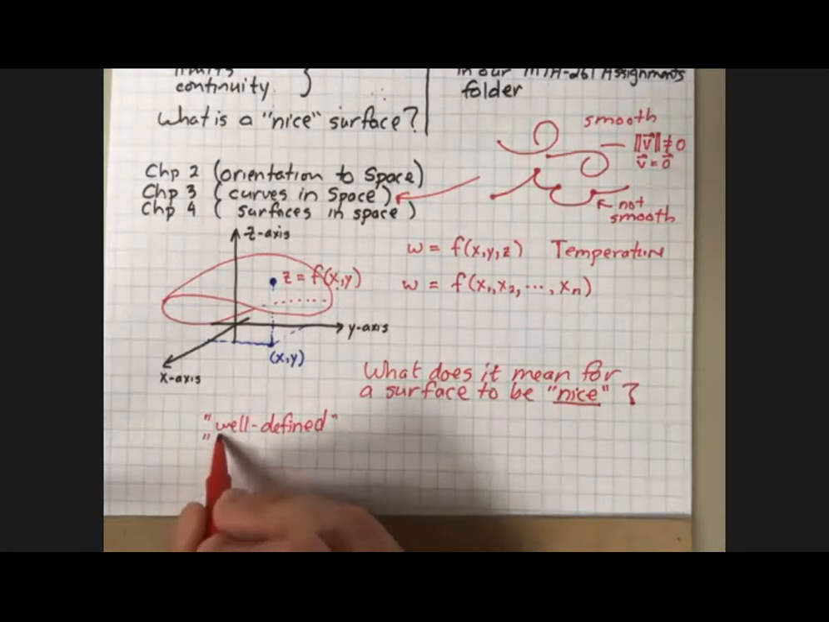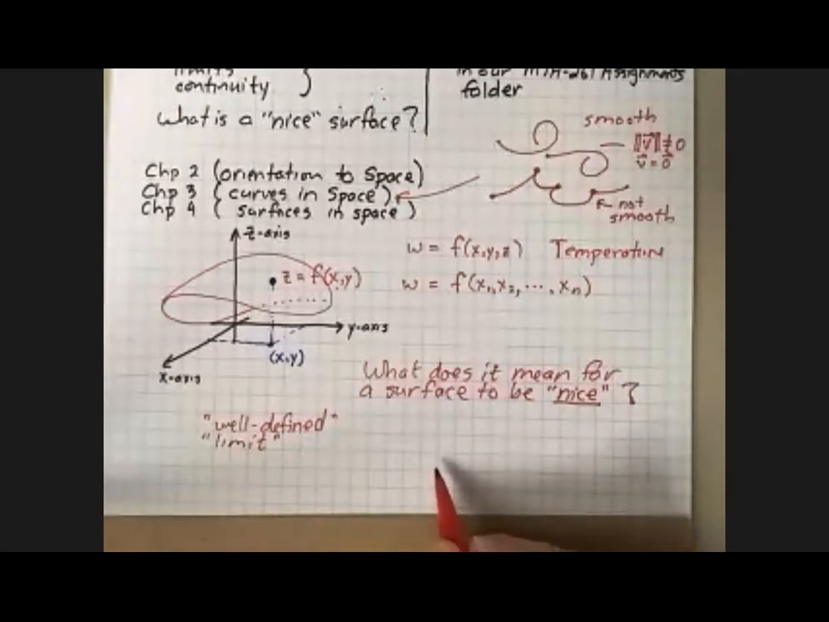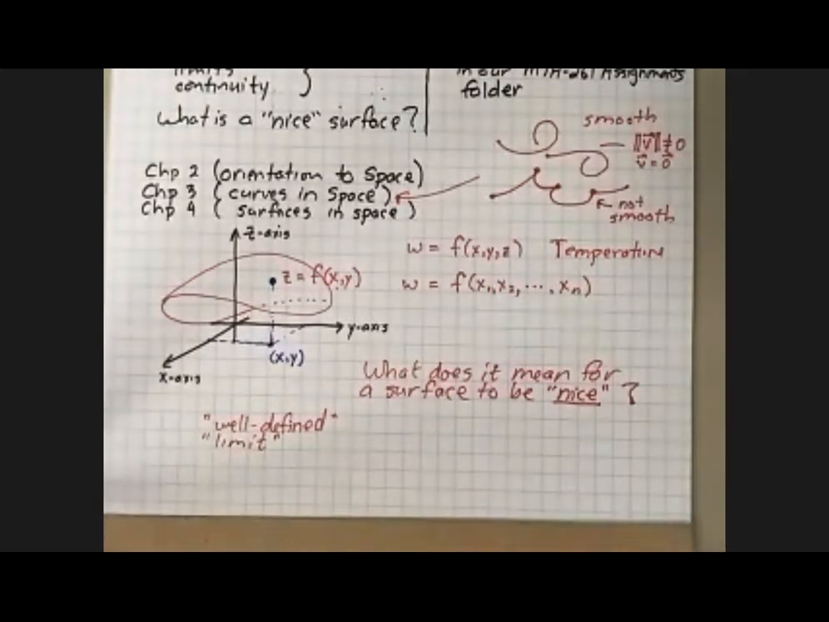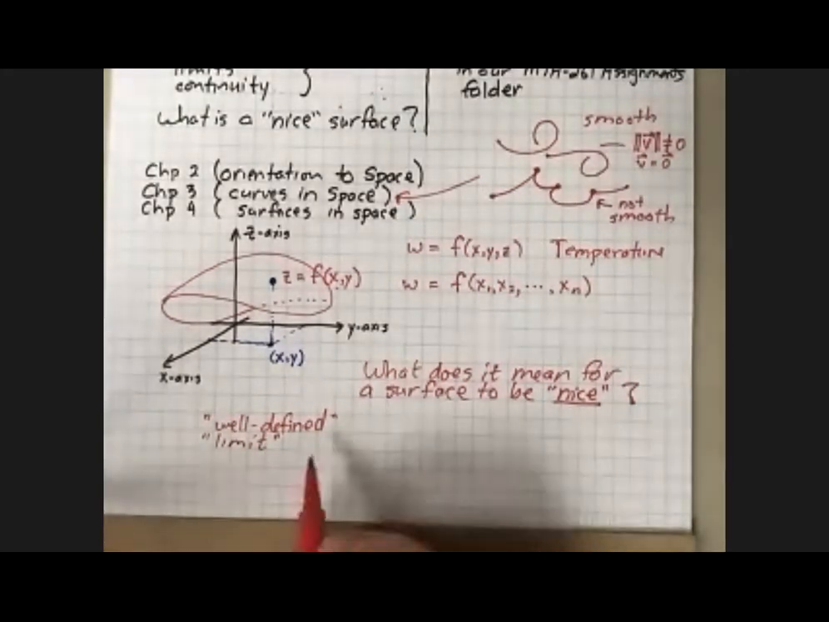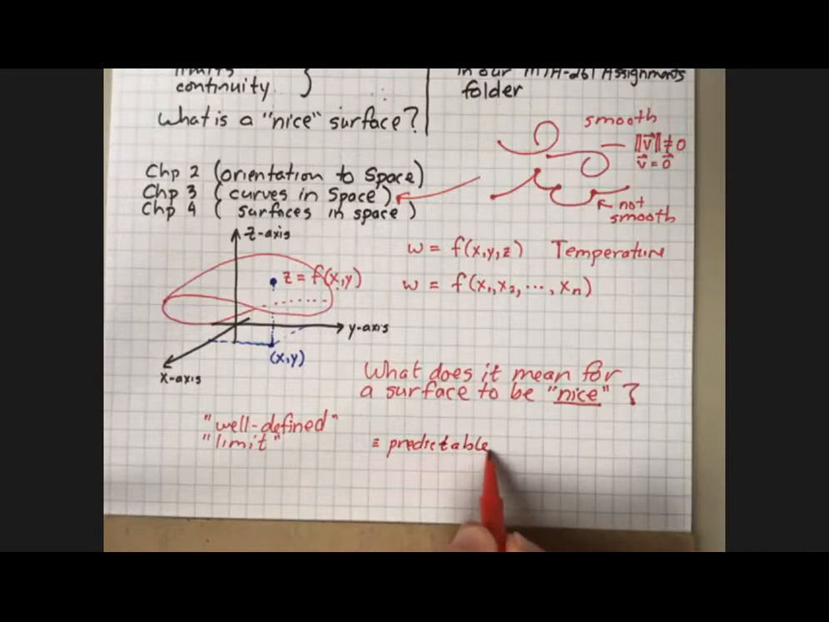We use this word limit in calculus to mean that the function is predictable. I'll give you an illustration.